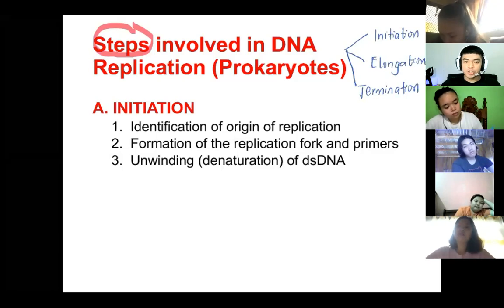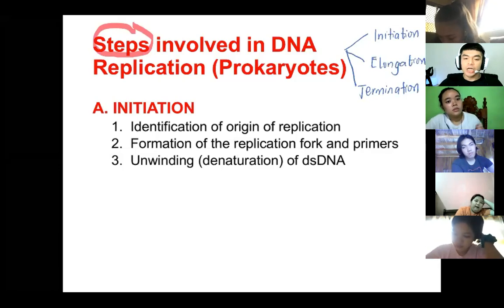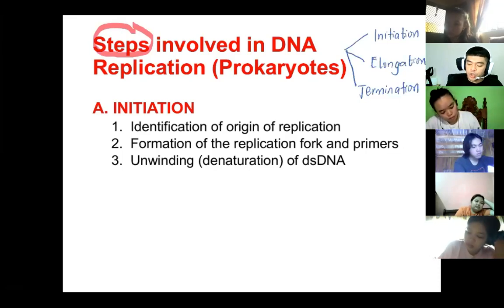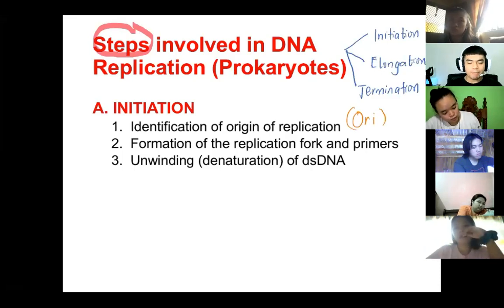In each major step, there are certain events na dapat nating malaman. So during initiation, please take note, number 1 would be identification of origin of replication, and often this is being termed as ORI. Okay? So ang symbol natin dito is ORI. Yan muna yung keyword na tatandaan nyo. Okay? So ORI. Next, second step under initiation, we have formation of the so-called replication forks, and also primers.